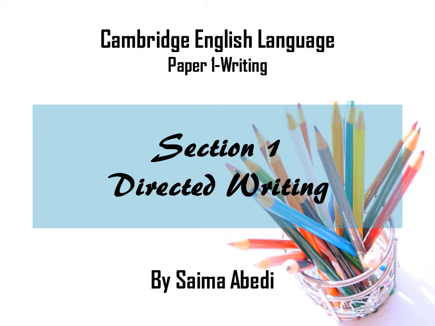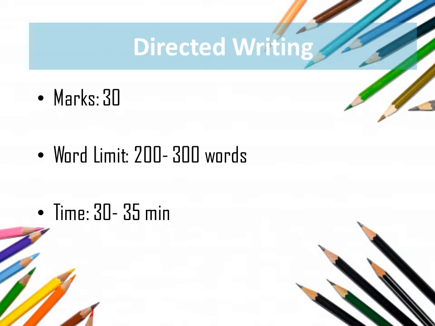There are two papers, one writing and the other reading paper. In the first paper, there are two sections. Section 1 is directed writing. Directed writing section is the compulsory part. There would be one situation given to you. This part of paper is of 30 marks. The candidate needs to write 200 to 300 words for the given situation.